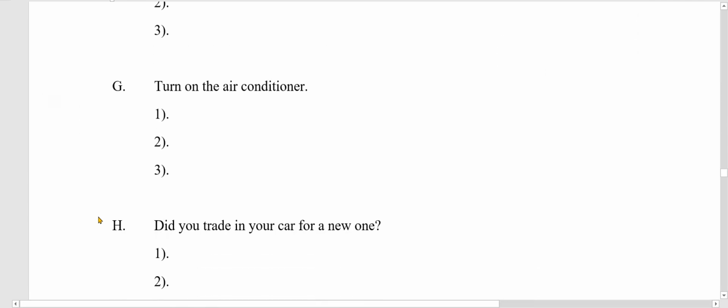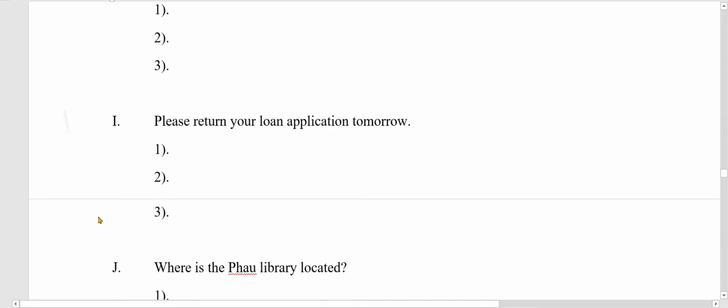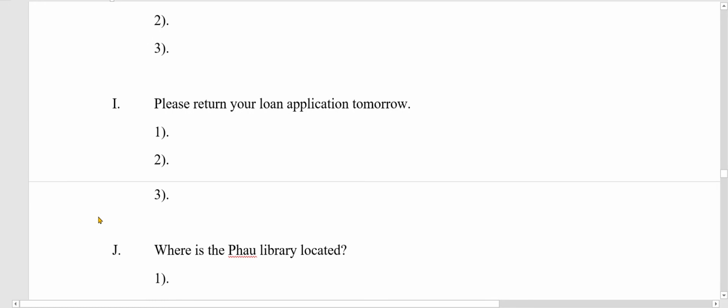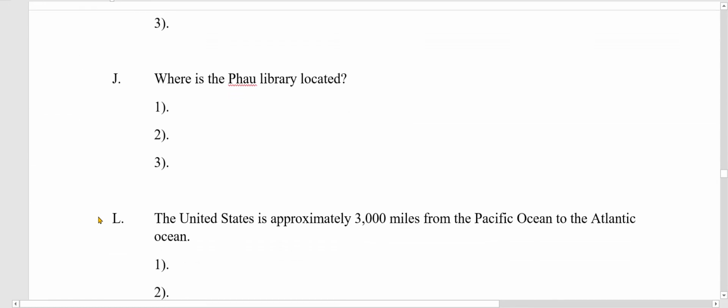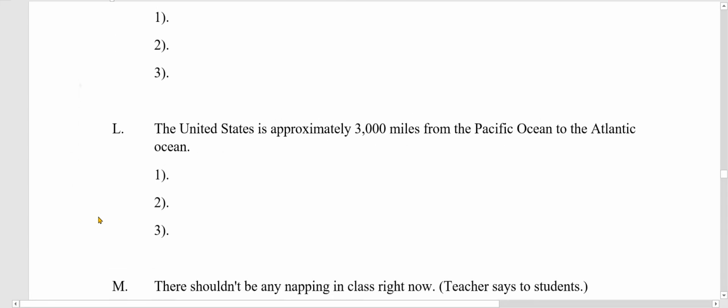G, turn on the air conditioner. H, did you trade in your car for a new one? I, please return your loan application tomorrow. J, where is the Fall Library located? L, the United States is approximately 3,000 miles from the Pacific Ocean to the Atlantic Ocean. Maybe I should put this in here too.